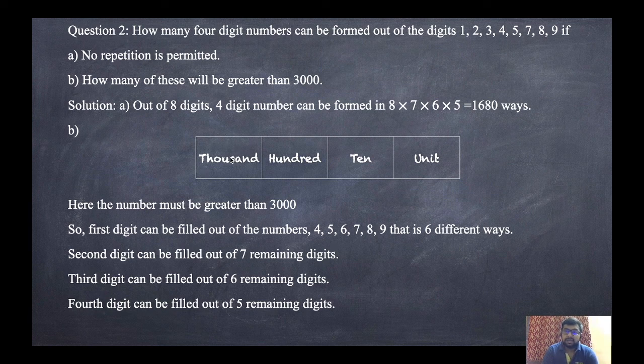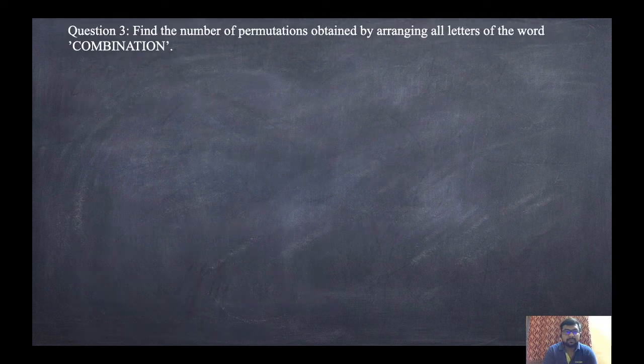Again, it is greater than 3000. That means 1 and 2 cannot be there. So here there will be 6 ways. Now total there are 8 digits. 1 is already used. So there will be 7 possibilities. So here 6 possibilities and 5 possibilities. So the total possibilities will be 6 into 7 into 6 into 5, that is 1260.